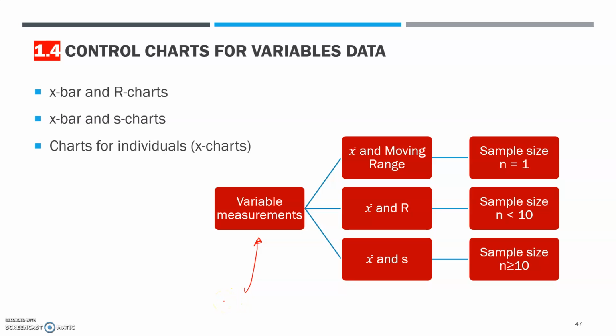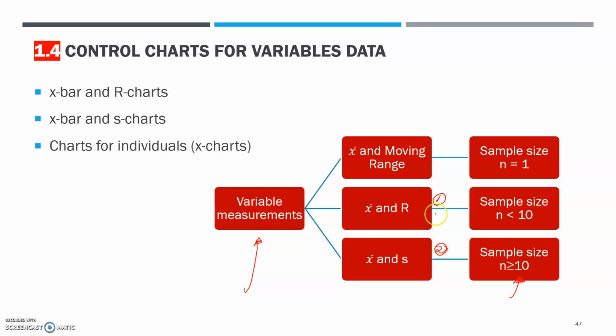Like time, weight, and speed and things like that, not in terms of 1 and 0, not in terms of count. So we're gonna start with X bar and R charts because it's going to give us a full flavor of what it looks like. And then we're gonna move on to X bar and S charts because it's an extension. It's just using more number of samples.